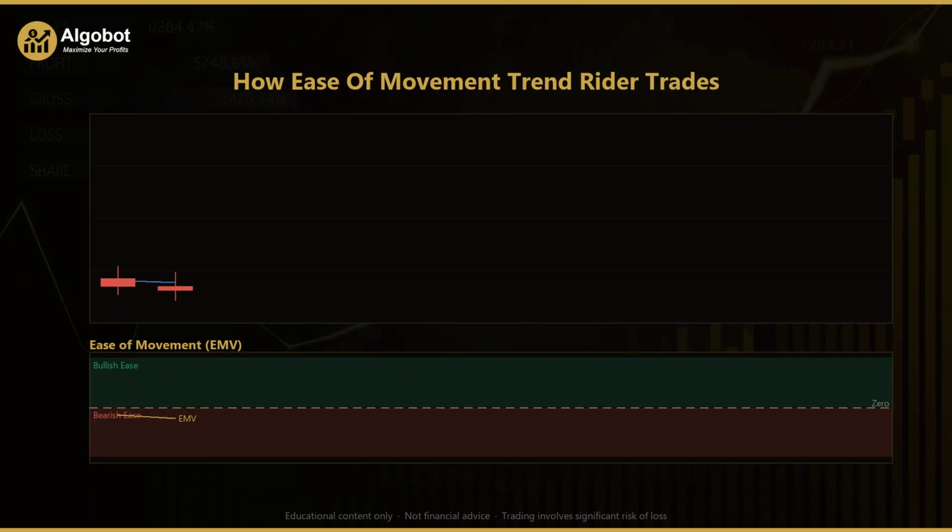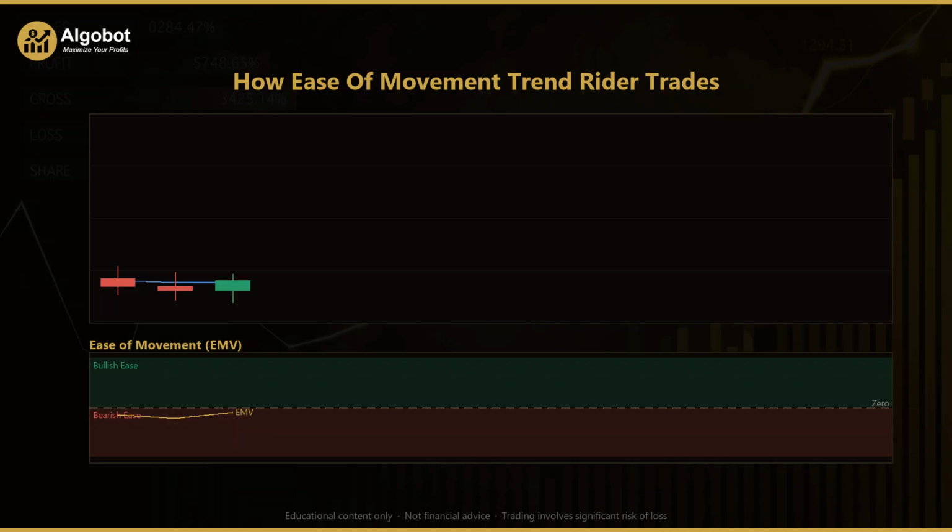Now let's bring it all together on the chart. Below the candles, you'll see the ease of movement panel, with a zero line in the middle. Readings above zero, shaded green, represent bullish ease. Readings below zero, shaded red, represent bearish ease. Overlaid on the price is the 50-period moving average that acts as our trend filter.